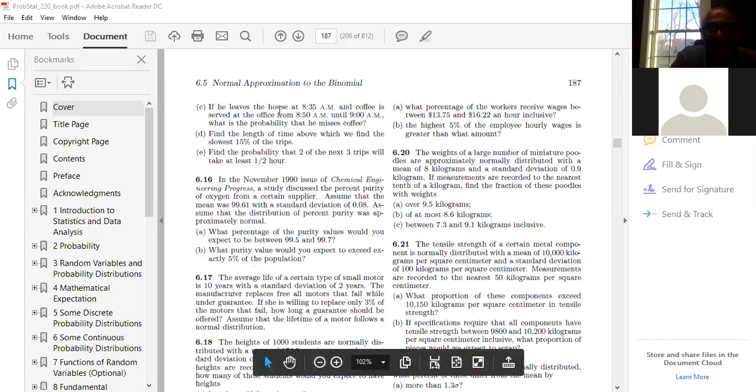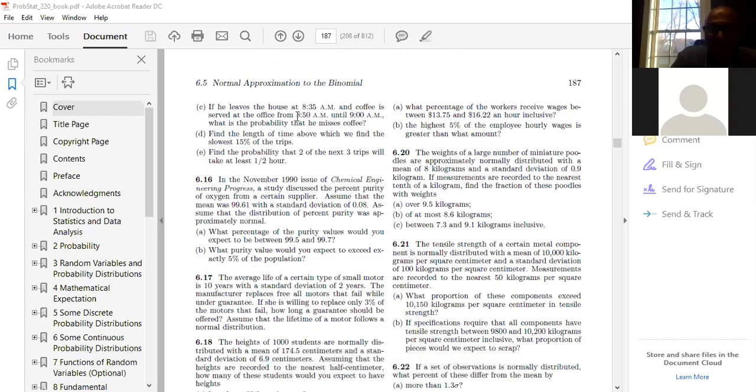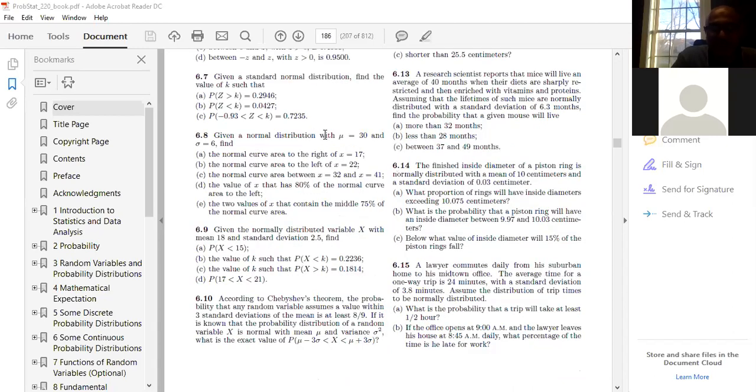Third part is, if he leaves the home at 8:35 a.m. and coffee is served at the office from 8:50 to 9, what is the probability that he misses the coffee? Find the length of time above which we find the slowest 15% of the trips, right? Area is given to you, find X value. Find the probability that two of the next three trips will take at least half hour. Nice example. Let me solve this example, and that's the end of this article, and we'll stop. So let me start here.